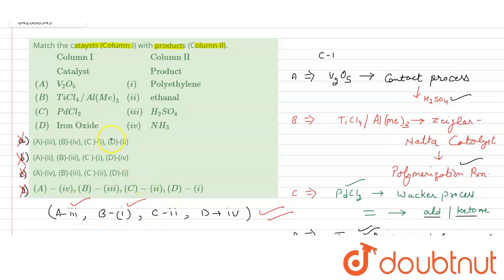And if I talk about C, C is second. Second is ethanol. PdCl2 is used in the Wacker process, and in the Wacker process, alkene is converted into aldehyde. So it must be second, but here it is first. So this is also wrong. So C must be second, and D must be fourth. So this is the correct answer. So all four options are wrong. Hope this answered your question.